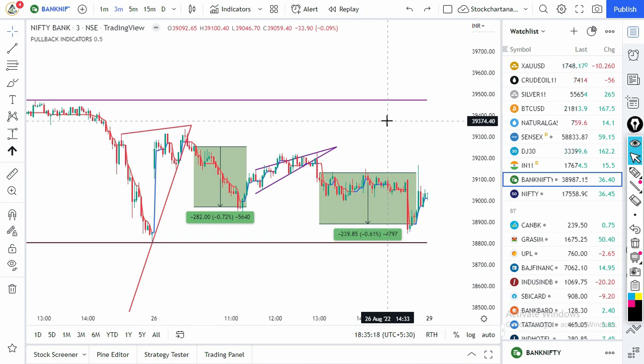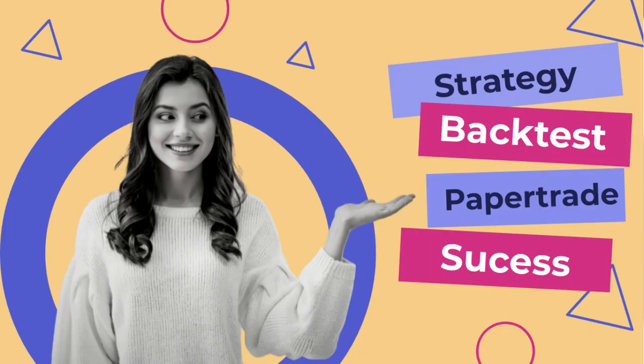So trade less but trade solid, and before you start trading, always backtest the strategy yourself. Do paper trading for a few days, then start your trading journey.